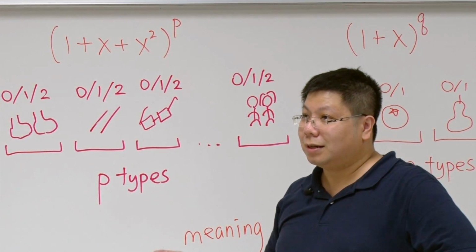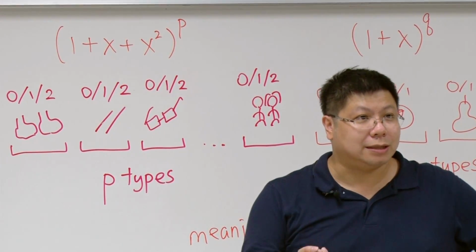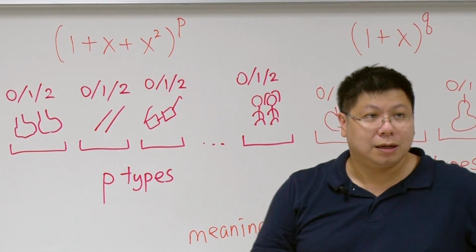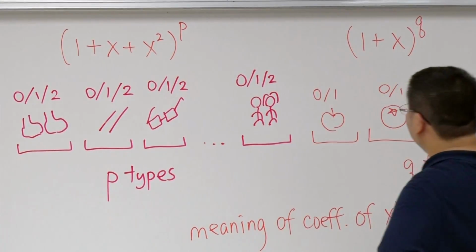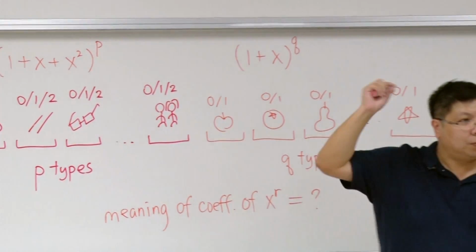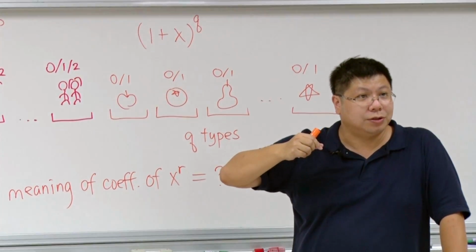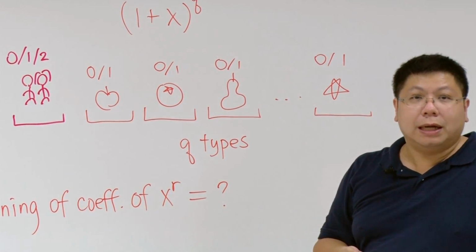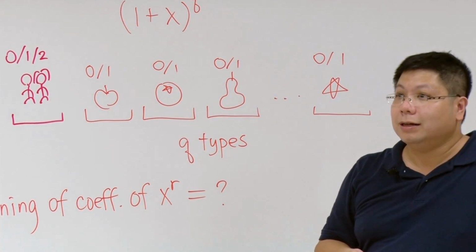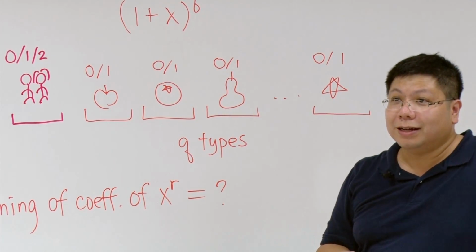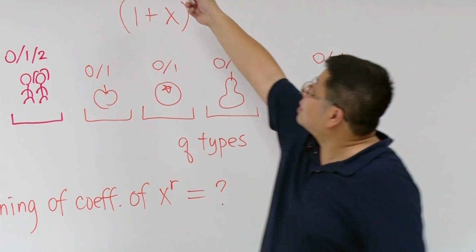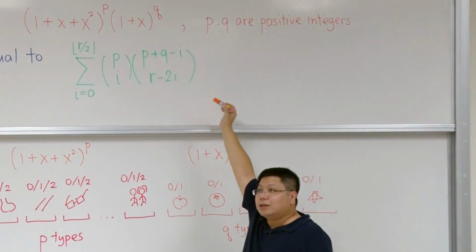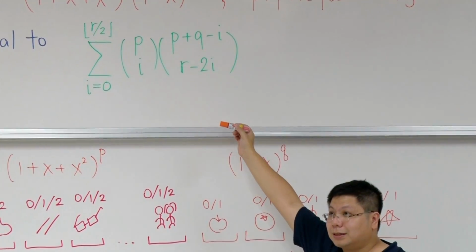How many ways can I choose these r minus 2i objects? It must be out of all the remaining things, where I pick one of them from each. So what is the remaining? The remaining must be p plus q minus i. Is that okay? That's it. This is no more difficult than the rule of sum and the rule of product.